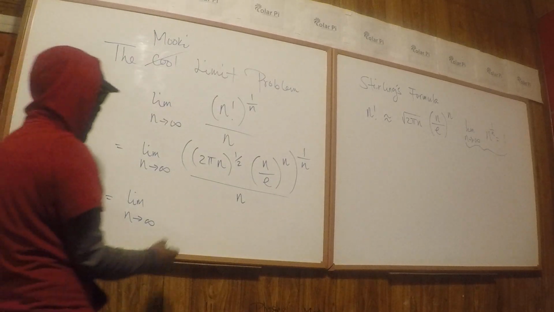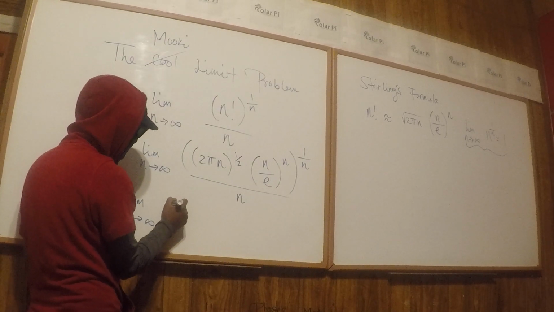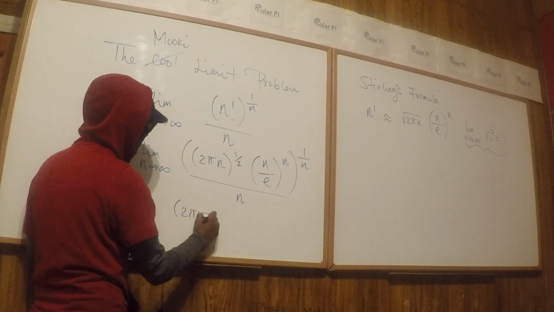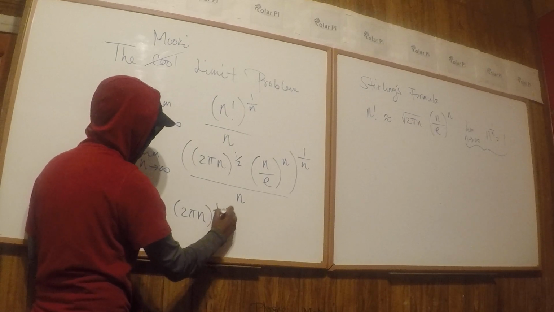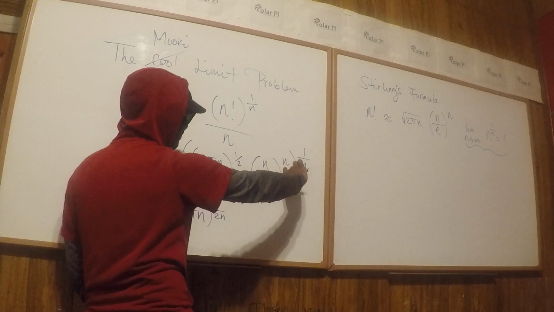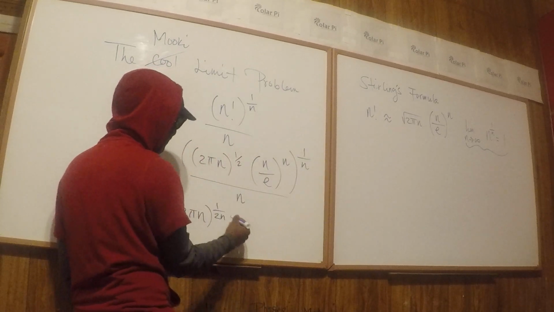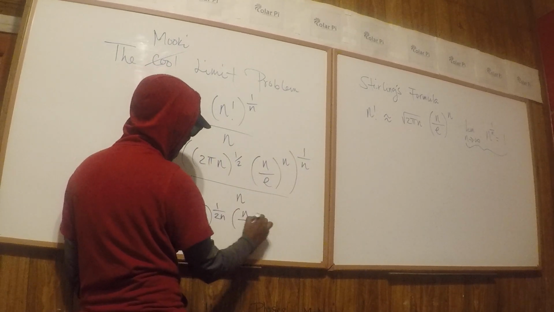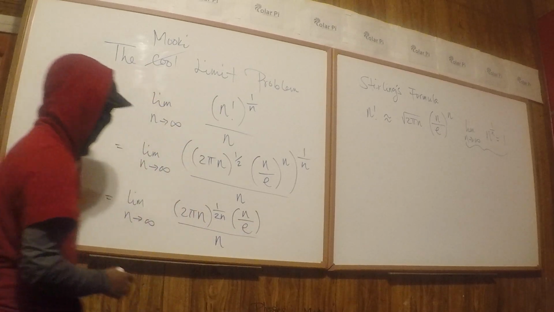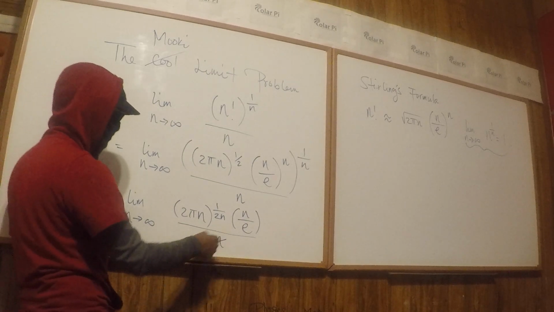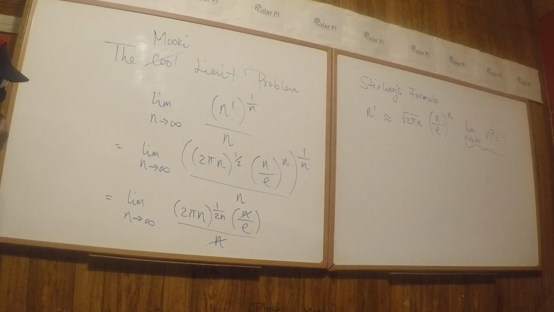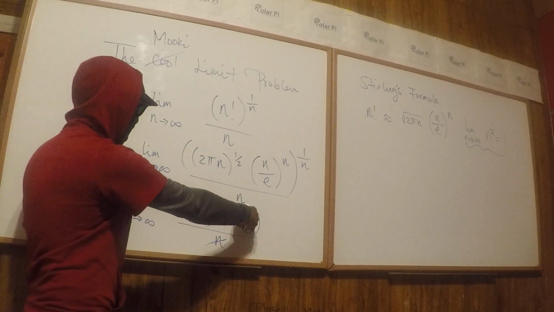Okay. So we go 2 pi n to the 1 over 2n. In this part, the exponent n here and the 1 over n are going to cancel, and so it's going to be n over e. And all of this is divided by n. Now look here, we could cancel that n and that n right there. And so then we've got 1 over e here.